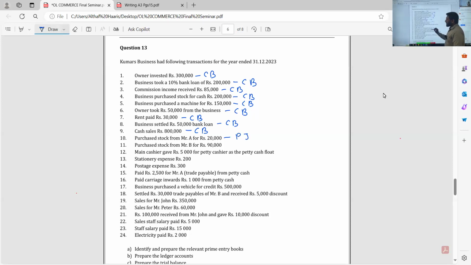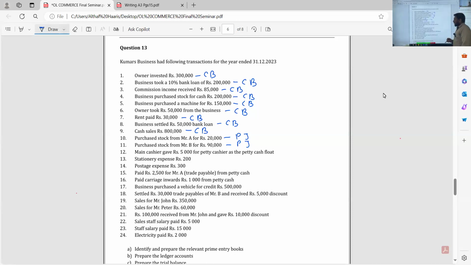Purchase stock from Mr. B. Again, you purchased some stock and you have a name, people. We learned that if you have a name and it is a stock purchase, that is a main stock credit purchase. Whatever main stock, main inventory, credit purchases will be recorded in the purchase journal.